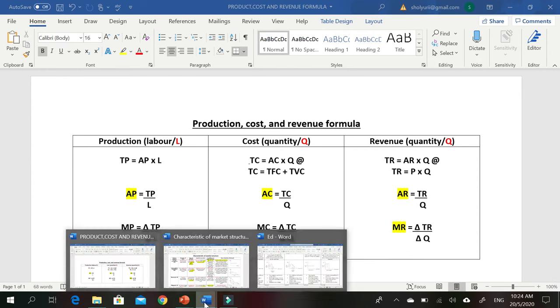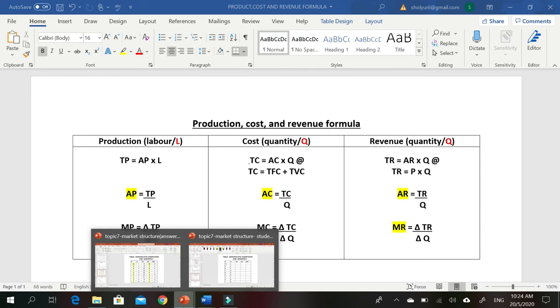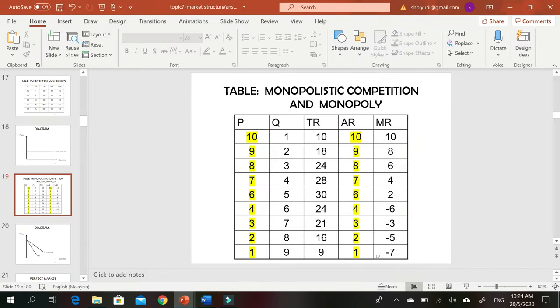So, in the exam, kalau dia suruh you calculate the value of AR given the value of P, if for example, dia tak bagi P, tapi dia bagi AR, you can find P because AR is basically P. Are you okay? So you don't need to waste your time calculating AR because AR and P is the same value. Okay, for TR you don't need to calculate.